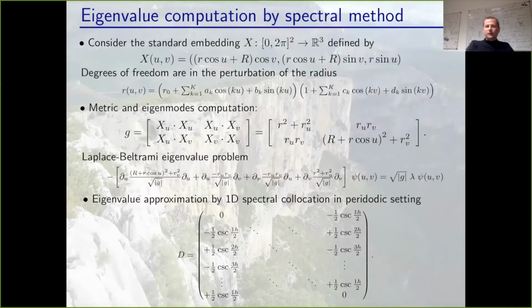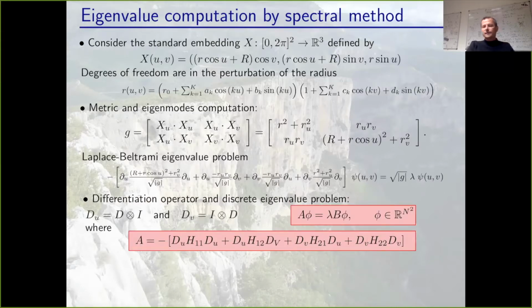So here we consider 1D spectral collocations, and just have a look at the discrete system that we have to solve. Okay, so this is a generalized eigenvalue problem that we have to solve. Here I just forget about what exactly the matrices are. You have to solve this kind of problem.